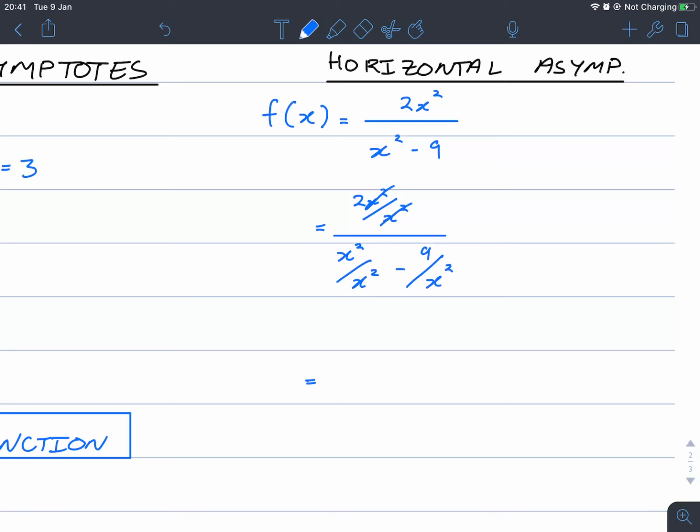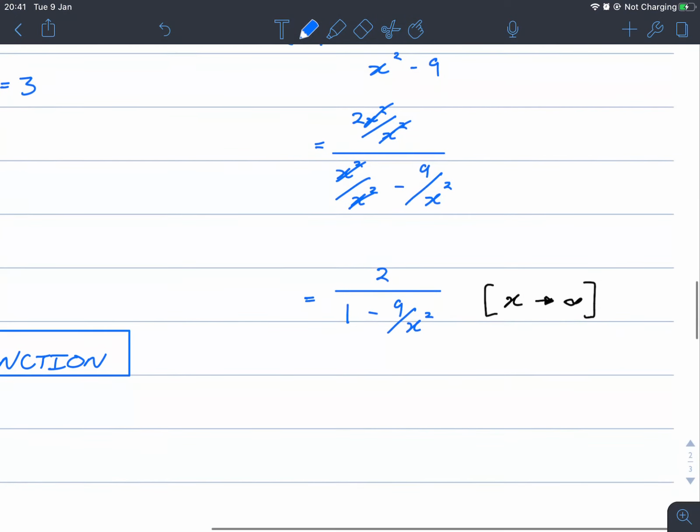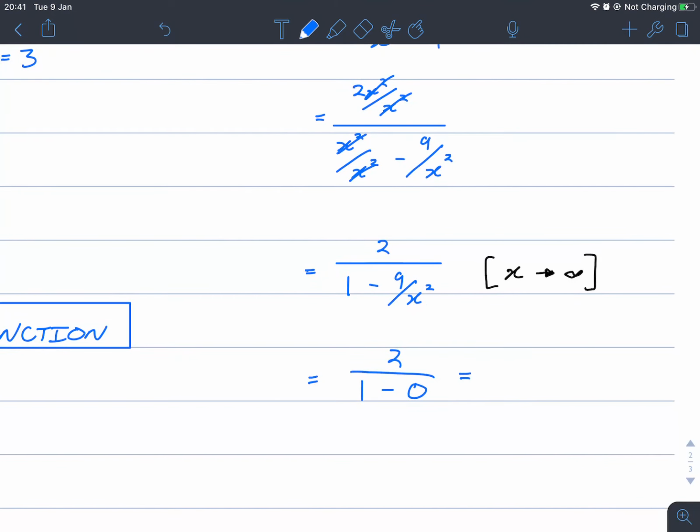These two will cancel, leaving us with 2 in the numerator. These two will cancel, leaving us with 1 minus 9 over x squared. And now we can let x approach infinity. Take a look at what happens. 2 and 1 stay the same. 9 divided by a very large number is 0, leaving us with just 2 over 1, which is 2. And this is going to be our horizontal asymptote of y equals 2.